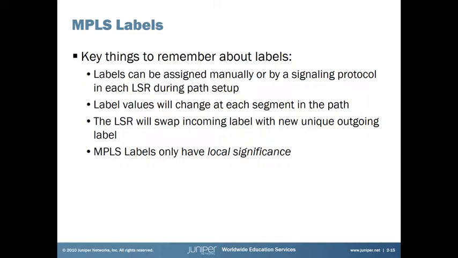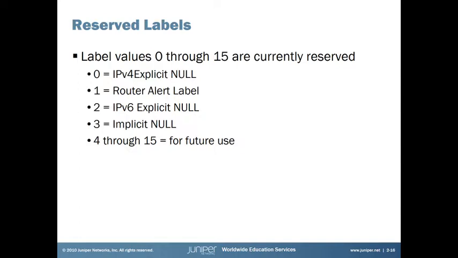So the labels are going to change at every segment in the path, and the transit router, so a router in the middle of the path, is going to receive a label, do a lookup, and then swap the incoming label with a new outgoing label, which means that the labels only have local significance for a particular router that's doing the lookup.